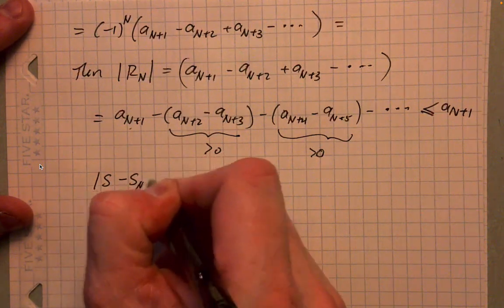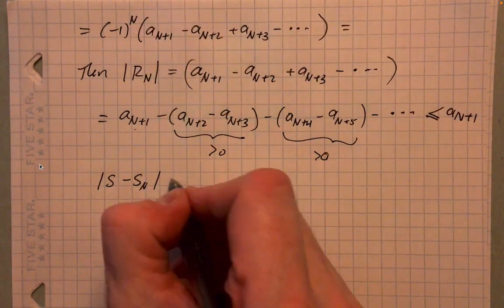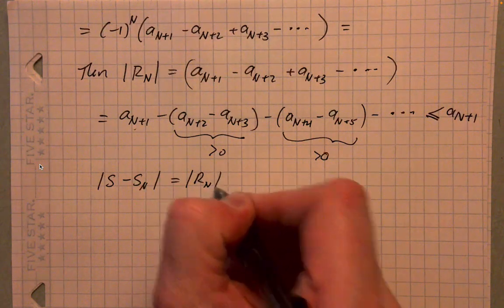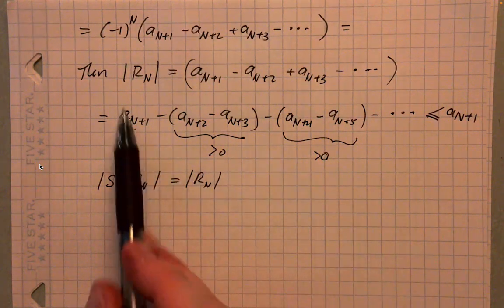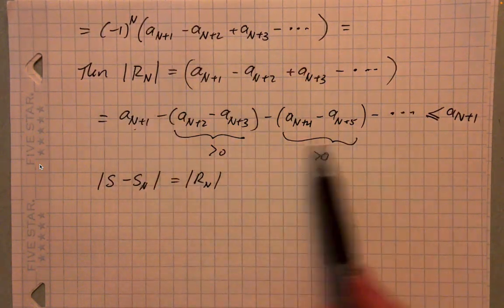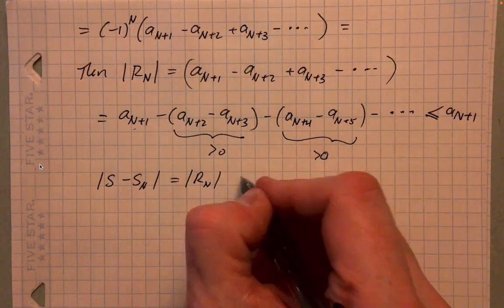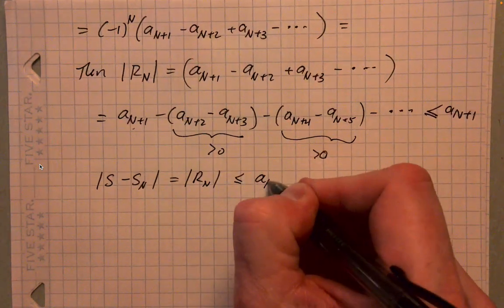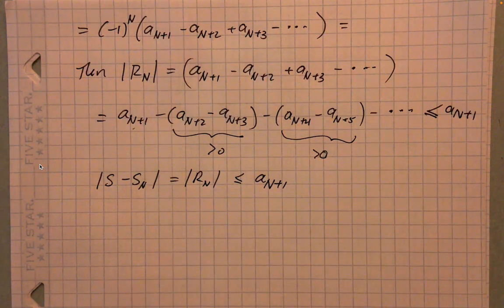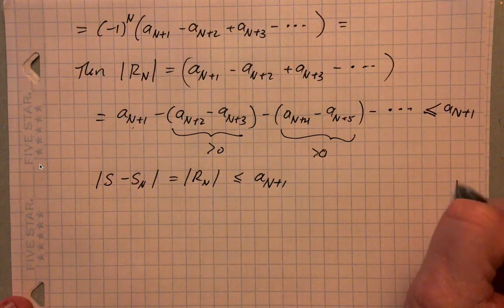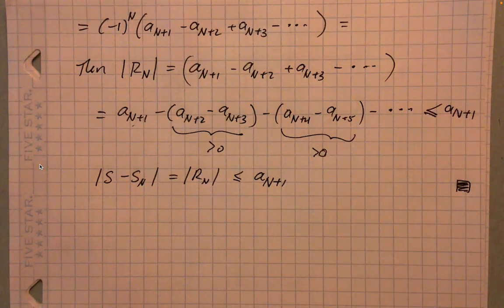S minus S of n, right? The remainder, we called that the remainder, denoted R of n. The remainder is this whole sum. And we can see here clearly that this is going to be less than or equal to a of n plus 1. So basically the first neglected term. Perfect. All right, so we've got that. That's great. It's a nice little proof, kind of simple, allows you to prove some pretty interesting things using just kind of some simple maneuvers.